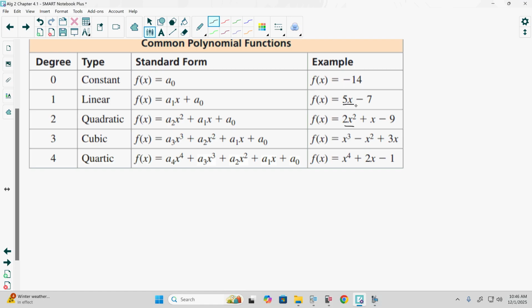Our next one is cubic, telling us that the degree is 3. When the degree is 3, it's a cubic function. So we have x to the third minus x squared plus 3x would be cubic. And lastly, in the list that they gave us is quartic. It's a degree 4. So the variable with the biggest exponent is x to the fourth. Questions on any of those so far?